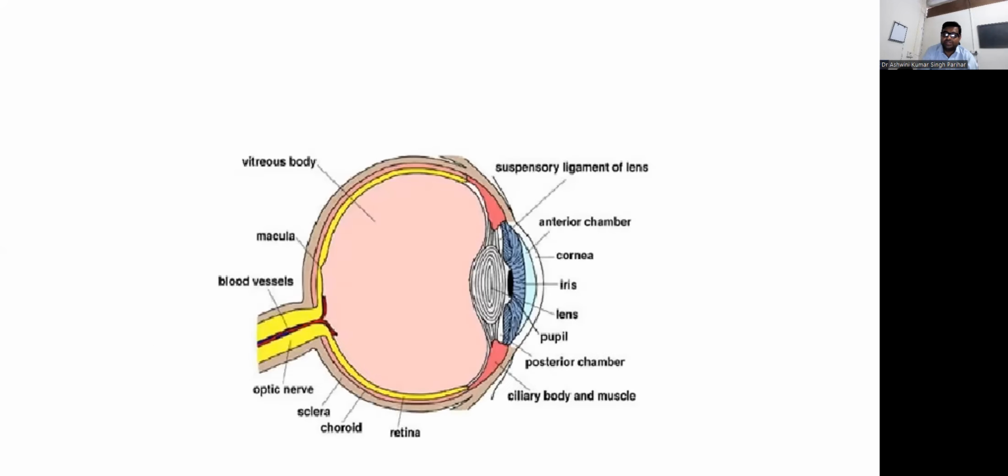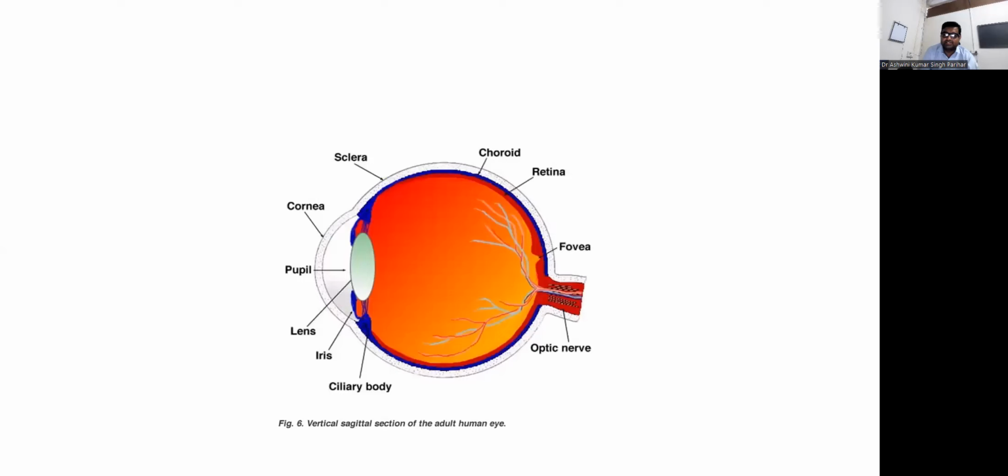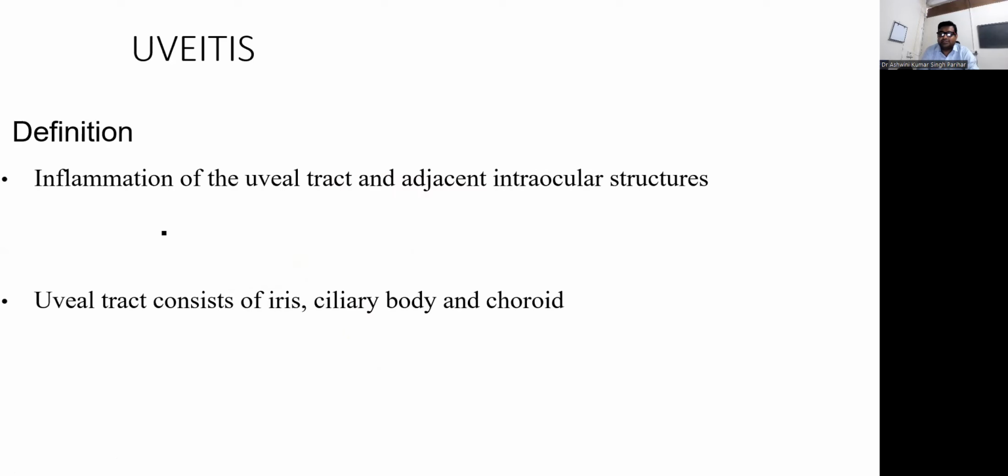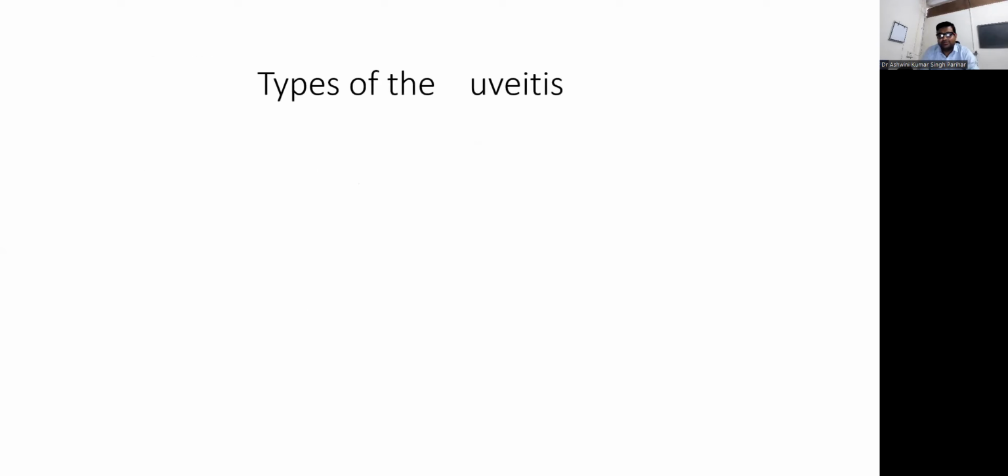Now you all know what is uveitis. It's nothing but the inflammation of the uveal tract of the human body. As you can see, the normal eye. This is the uveal structure which has the ciliary body, iris, and the choroid. The inflammation of this is uveitis. And this is the definition: inflammation of the uveal tract and adjacent structures. And the uveal tract consists of iris, ciliary body, and the choroid.